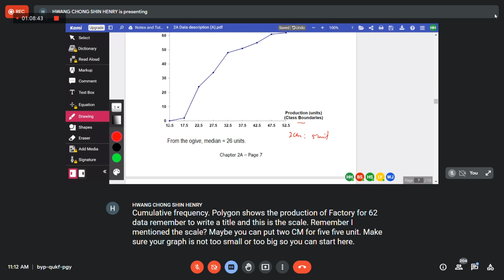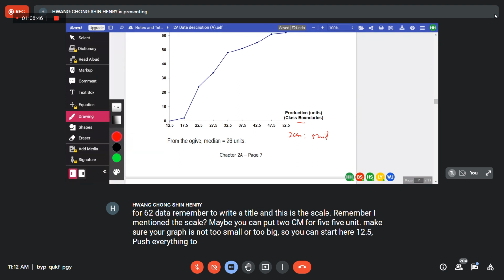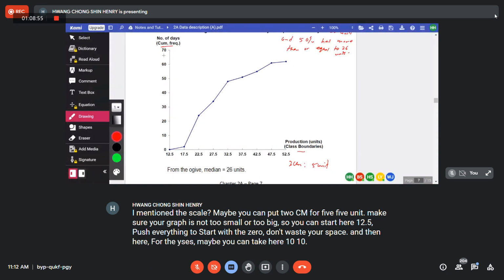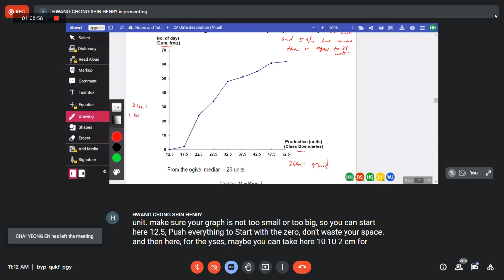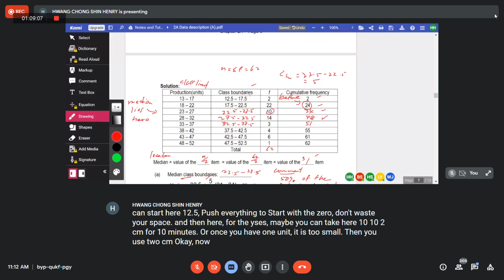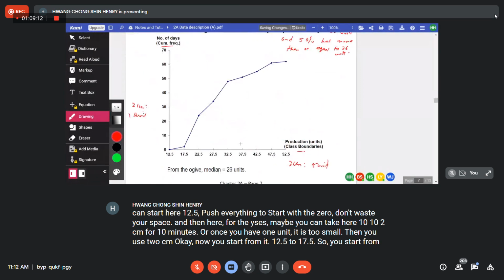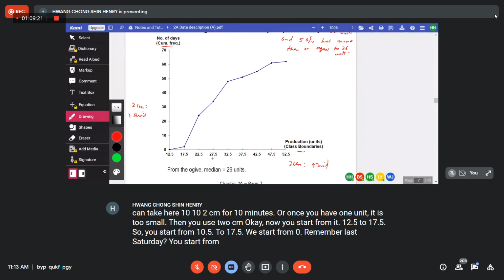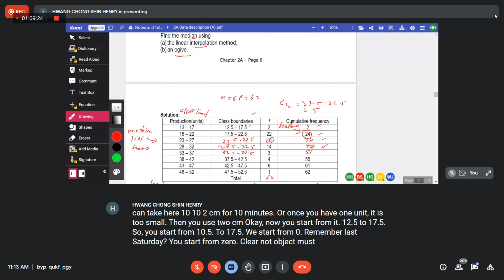So you can start here at 12.5. Push everything to start with the 0. Don't waste your space. And then for the y-axis, maybe you can take 10, 10, 10, 2 cm for 10 units, or 1 cm for 1 unit. If it's too small, then you use 2 cm. Now, you start from 12.5 to 17.5. You start from 0. Remember last Saturday, you start from 0. Clear or not? Ogive must start from 0.